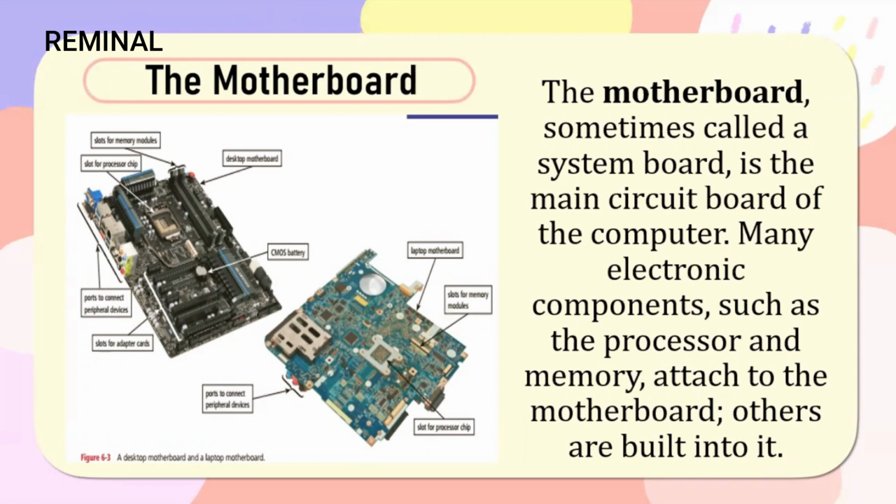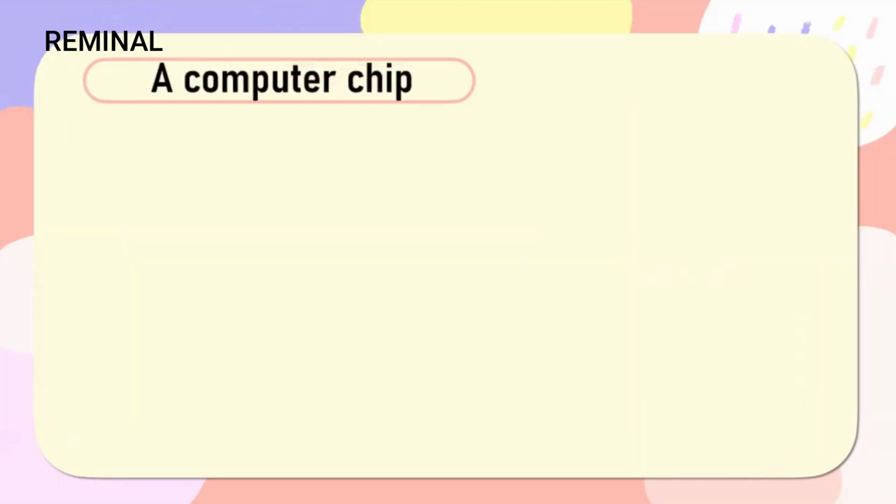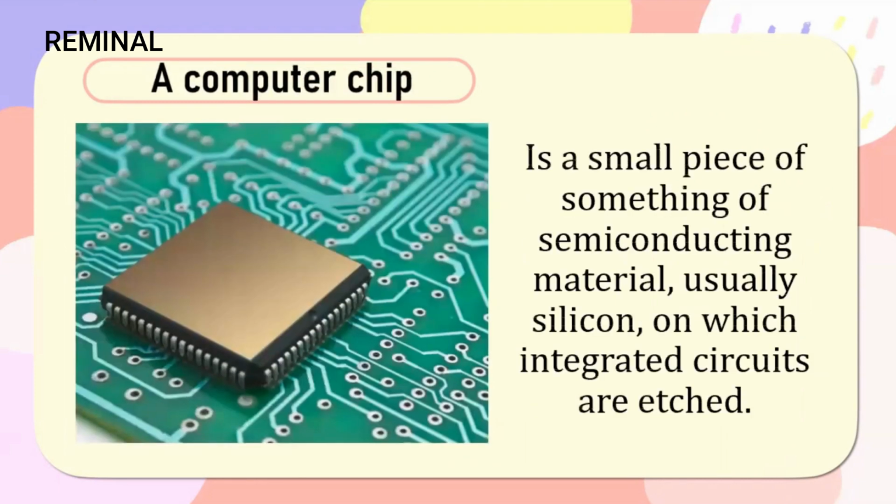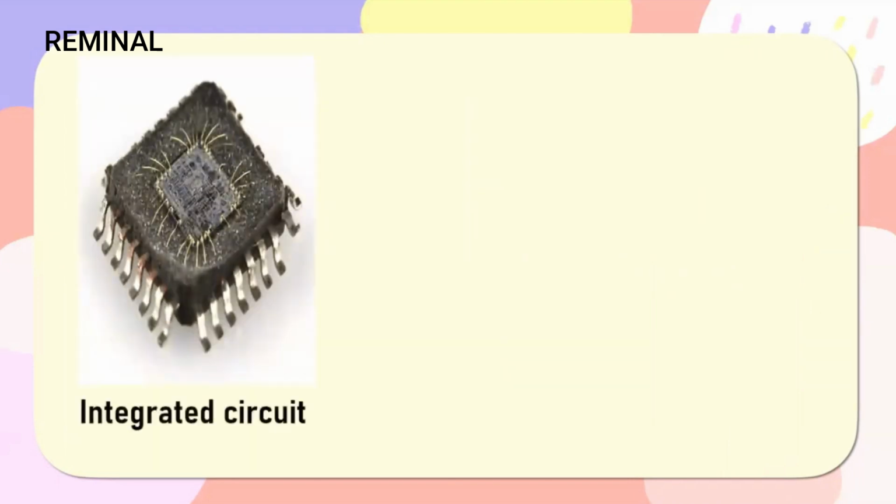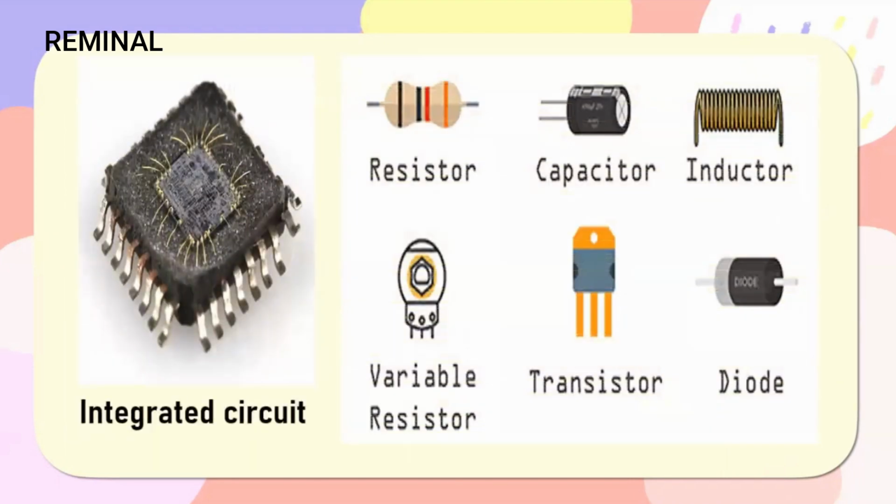Sa personal computers, the circuitry or electric circuits collectively for the processor, memory, and components, lahat ng ito ay naninirahan sa computer chips. A computer chip is a small piece of semiconducting material, usually silicon, on which integrated circuits are etched. Dito na pumapasok ang integrated circuit kung saan dumadaloy ang microscopic pathways na nagdadala ng electrical current.